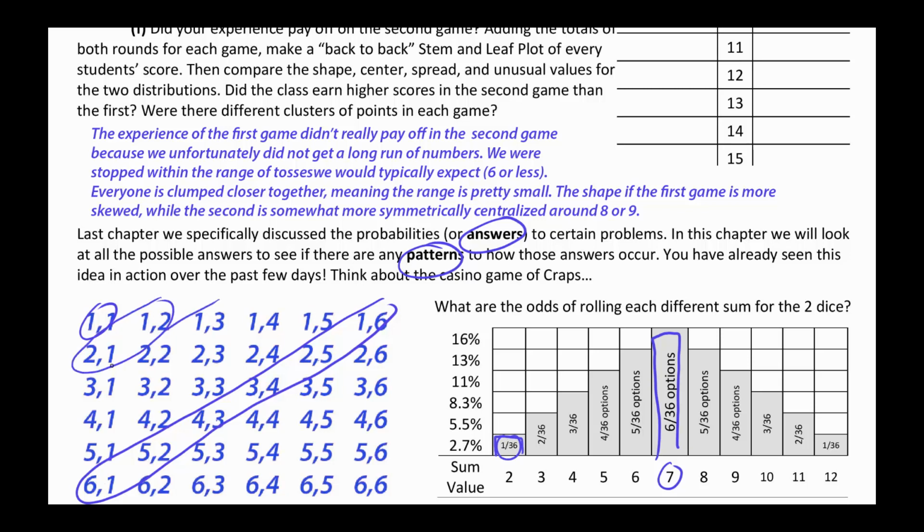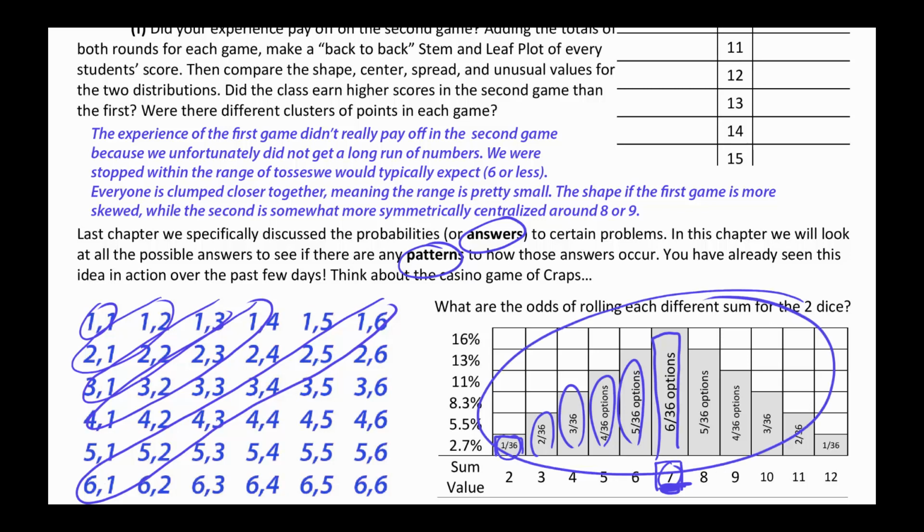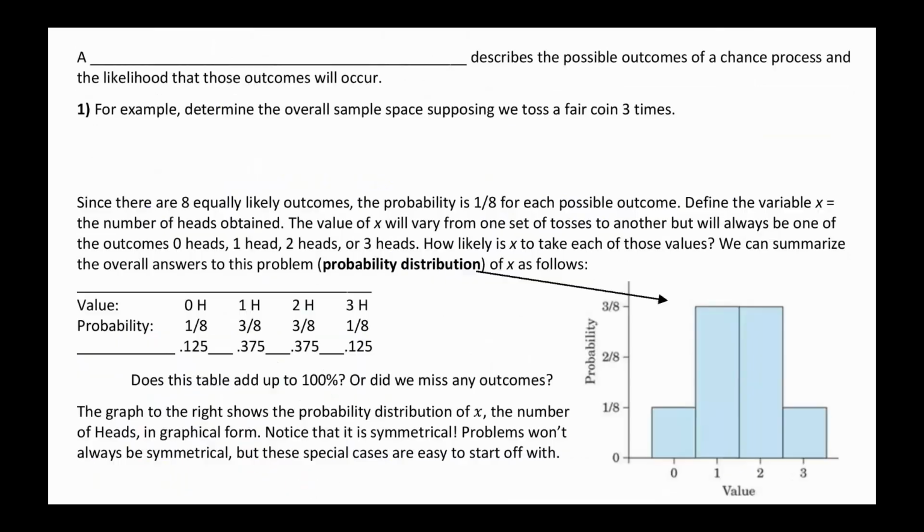Rolling 3s, rolling 4s, rolling 5s, they all start to occur more and more and more until we get to the option that is the best option, 7. Now, why do casinos play that 7 loses? Well, because they're not idiots, and they know that this will happen the most, and so that means it has the best odds of making players lose. This is the idea that we are going to be focusing on in this chapter, visualizing the patterns of unique probabilities.